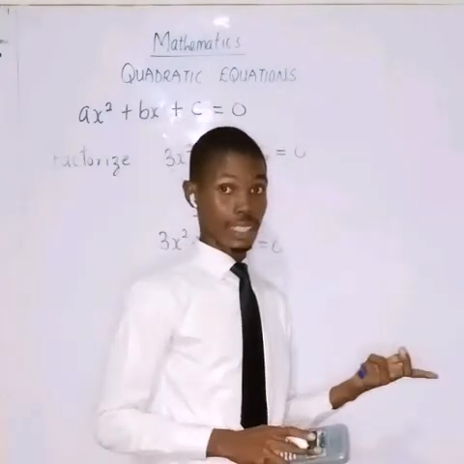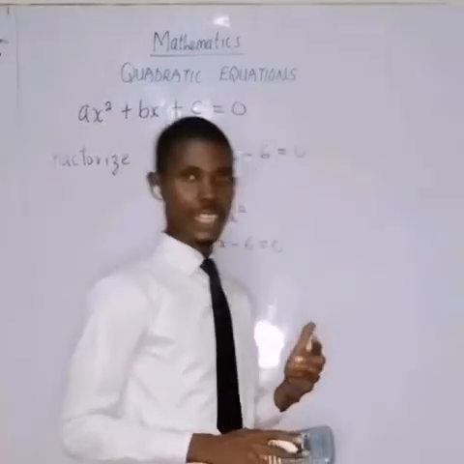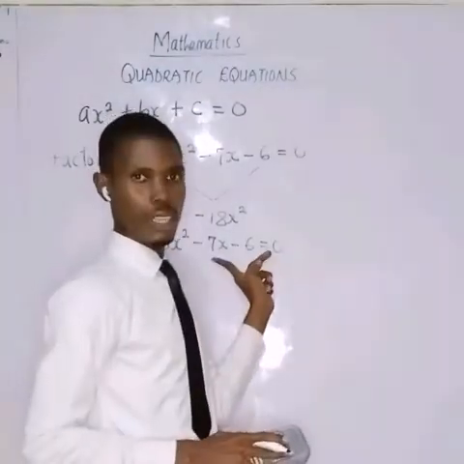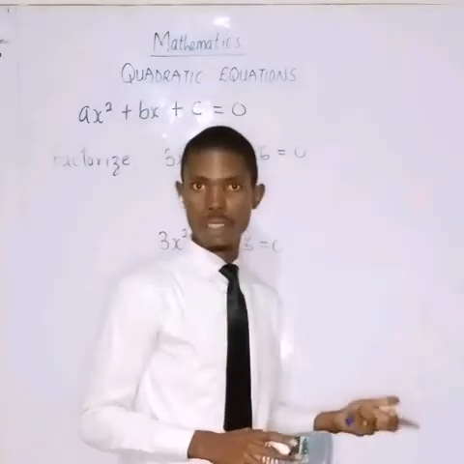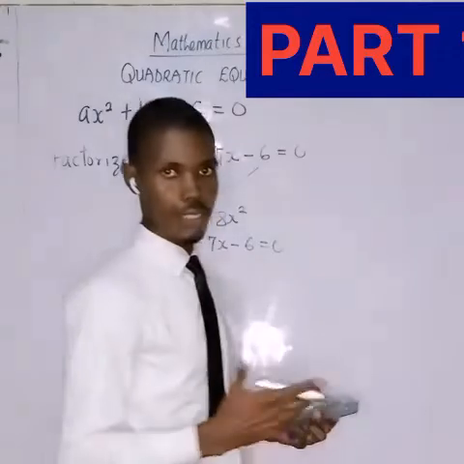Okay, we know that 6 times 3 is 18, but then there is no way we can combine 6 and 3 to give us minus 7x. Then I should think of another one. Let's say 9 times 2. Yes, 9 times 2 gives us 18.